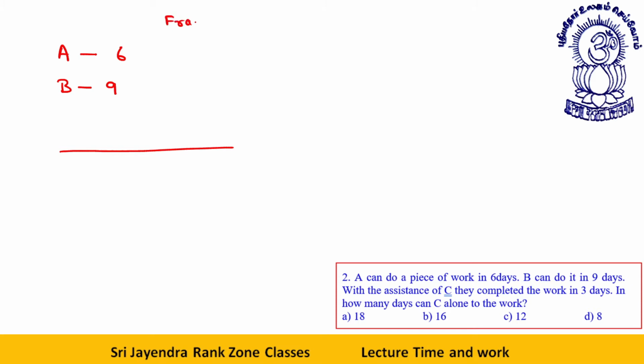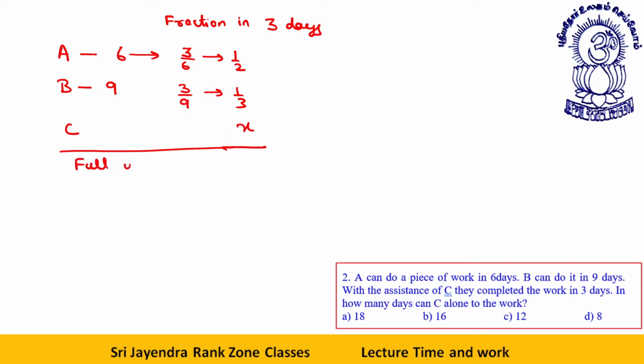Fraction of work, portion of work done in 3 days. In 3 days, how much will A do? 3 by 6, that is half. B will do 3 by 9, that is one third. Let's say the fraction of work done by C is x. Full work is 1. So half is done by A, one third done by B, the remaining is done by x. This is equal to 1.